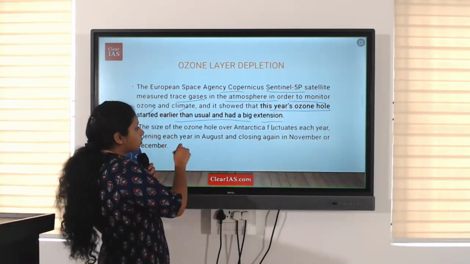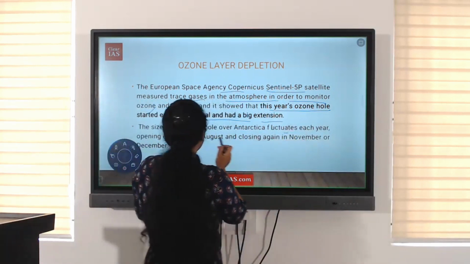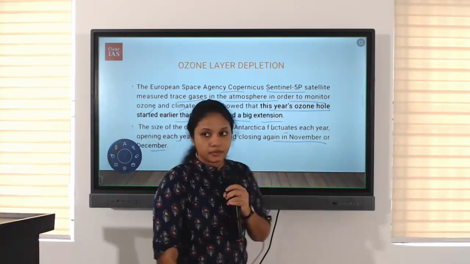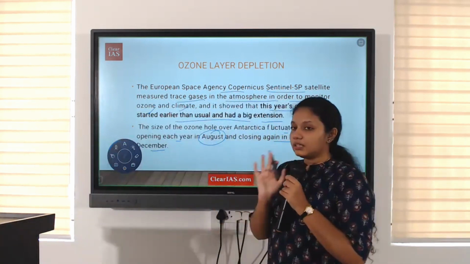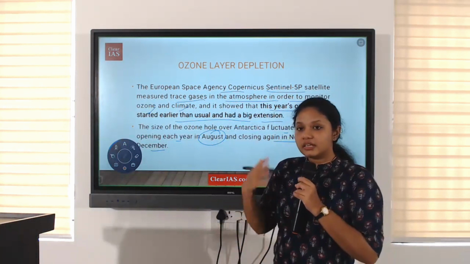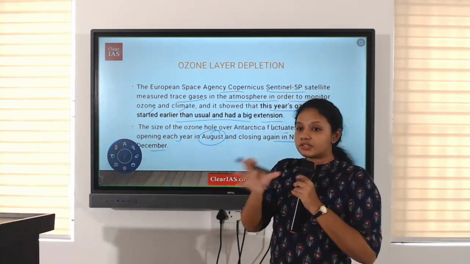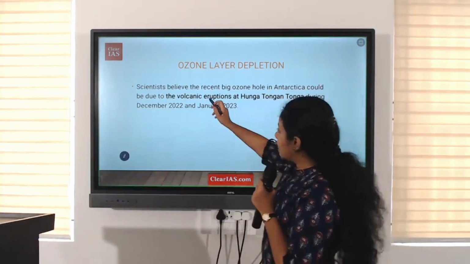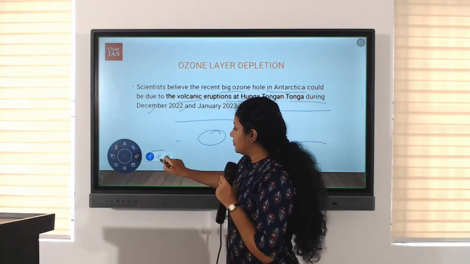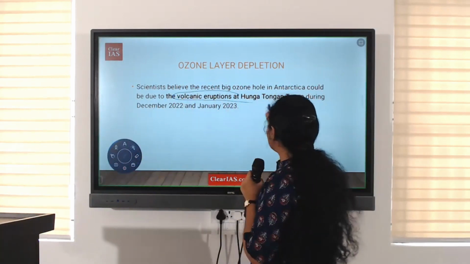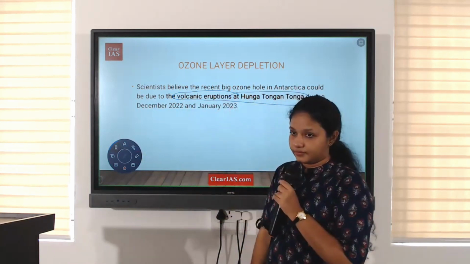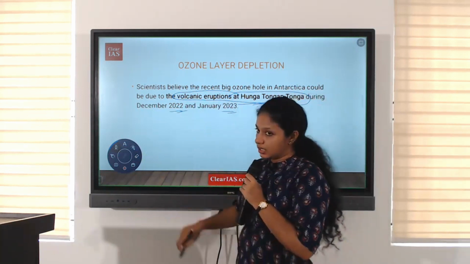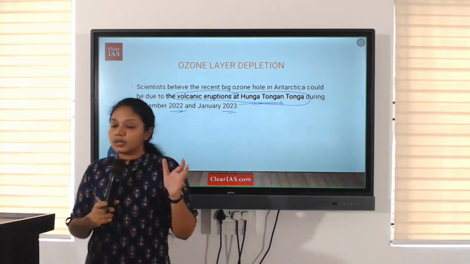The size of the ozone hole over Antarctica fluctuates each year, opening in August and closing again in November or December. Usually every year there is ozone hole formation, but this year it started earlier, and the extent of the ozone hole is also bigger. This is due to volcanic eruptions at Hunga Tonga, Tonga. This volcanic eruption happened in December 2022 and January 2023. That is the reason why it occurred earlier.